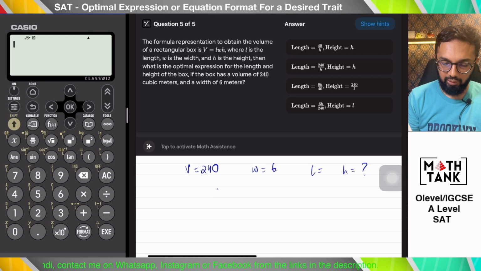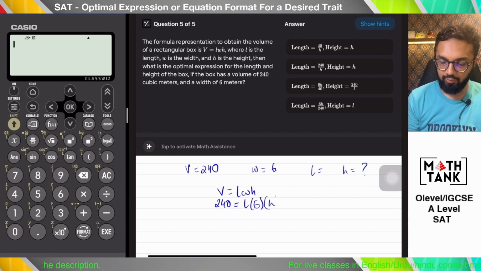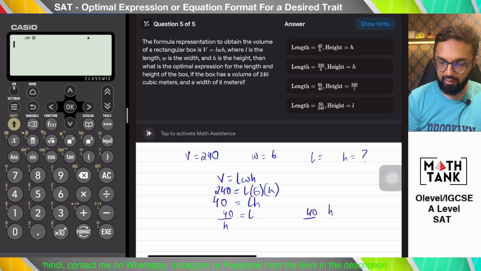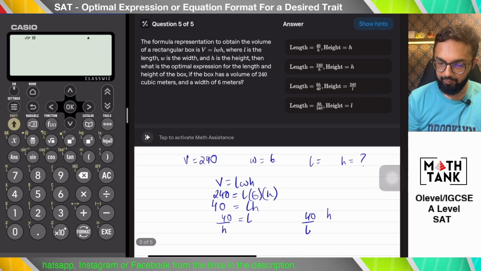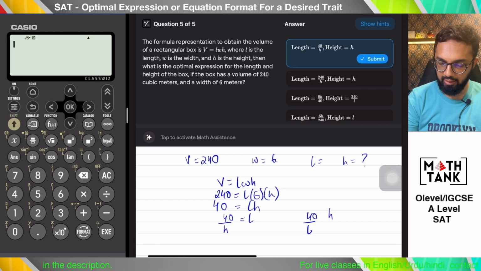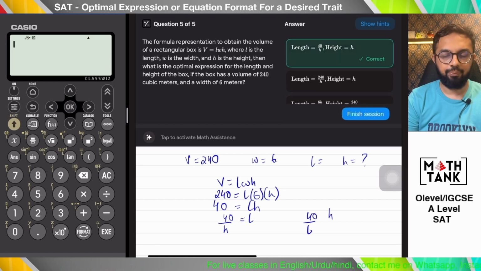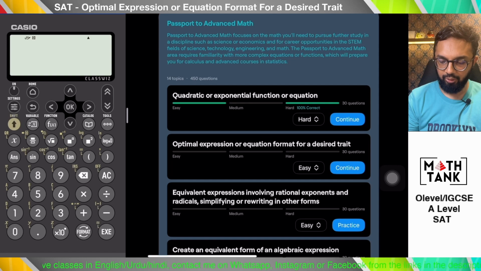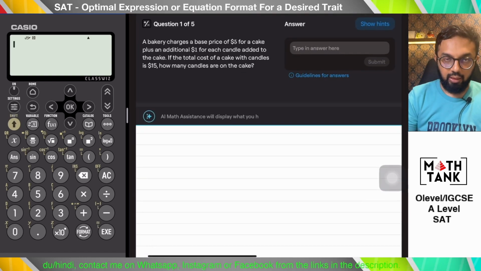So volume equals length into width into height. So 240 equals L into 6 into H. That gives me LH equals 40. So if I want to find L, it's going to be 40 over H. And if I want to find H, it's going to be 40 over L. So 40 over H and 40 over L, that should be the correct answer. Let's move on, find more easy questions to do. This is again a set of easy questions.